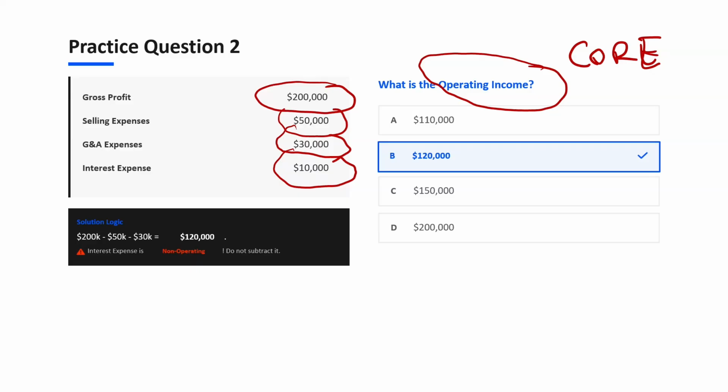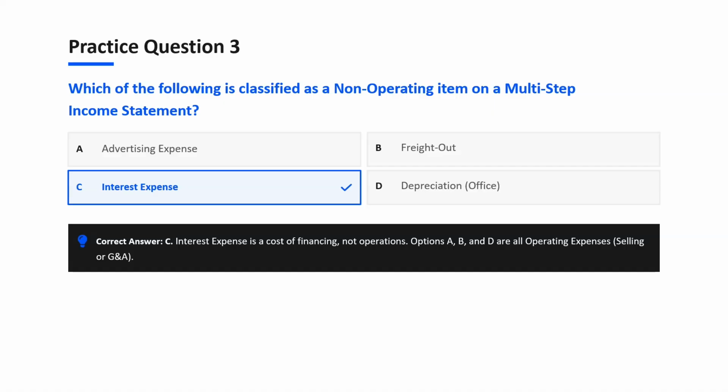So what does it mean? We are going to subtract all operating expenses from the gross profit. But here one thing we need to pay attention to is the interest expense. It is a very common expense for businesses, but interest expense is not an operating item. So it is not included in the operating income calculation. Our answer is going to be $120,000.